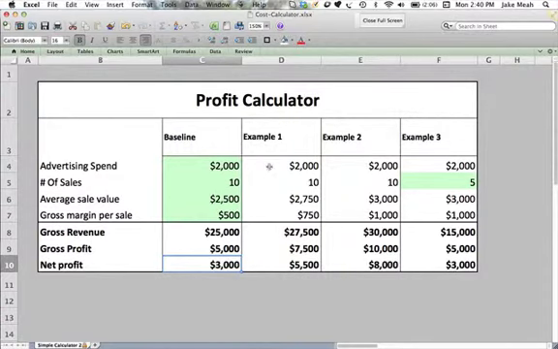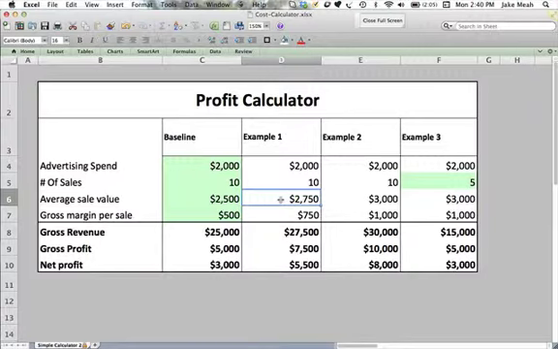Example 1, everything stays the same except the average sale value. So we've increased the average sale value by 10%. Increase the price by 10%. Now that 10% goes straight onto the bottom line because you haven't increased the cost of delivery. So that's $250 extra on the gross margin per sale.